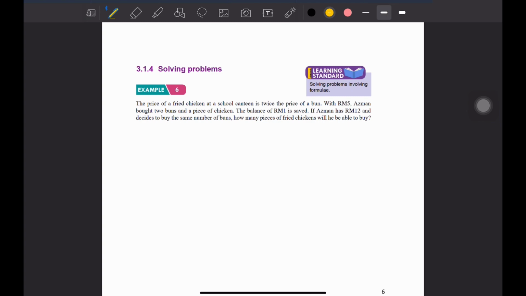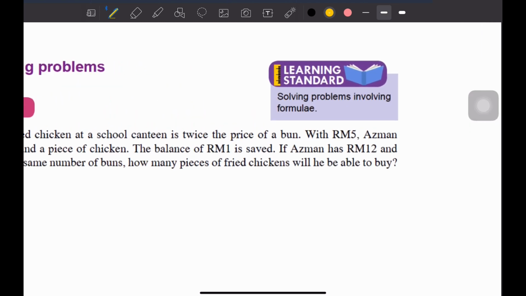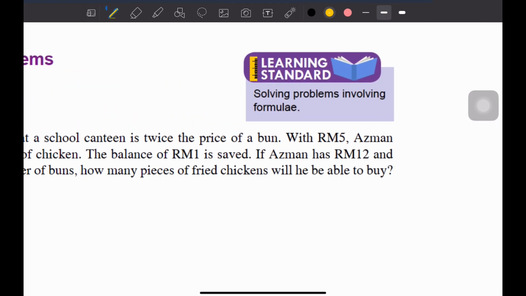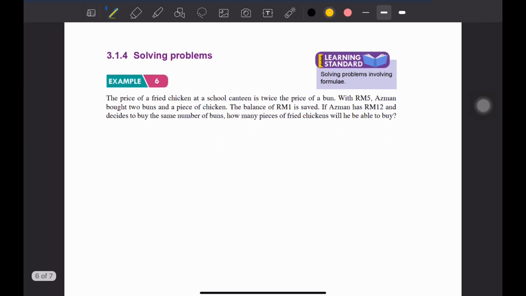Okay, the learning standard for the last one: solving problems involving formula. So let's look at the example.